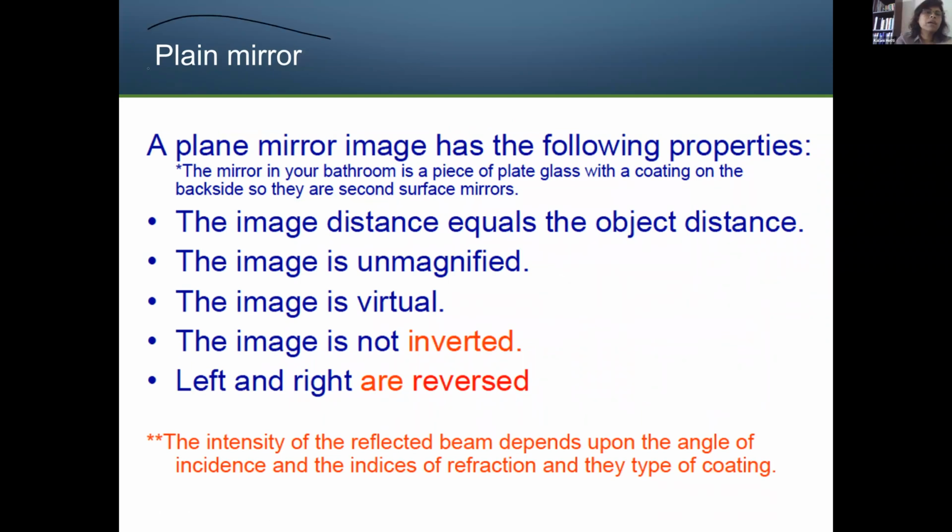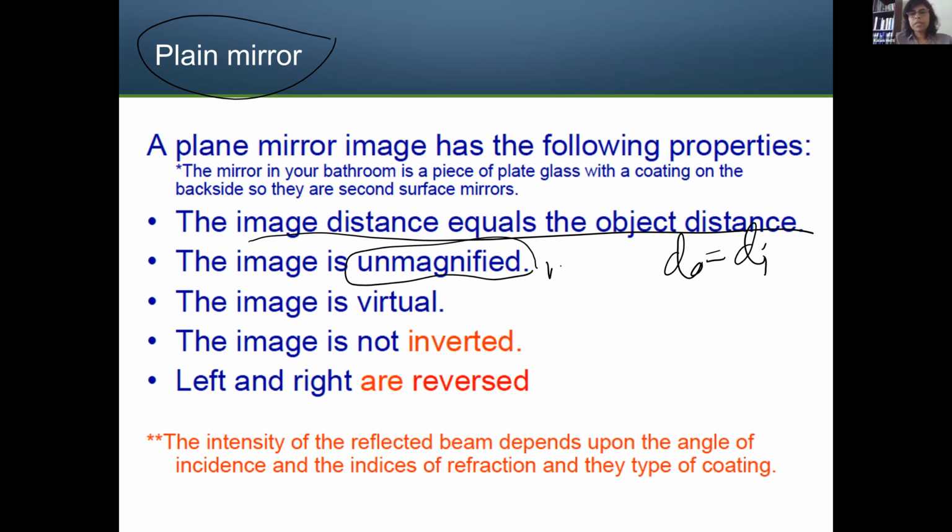Okay, now let's summarize the plane mirror. The plane mirror has some properties. Image distance is equal to the object distance, that means D naught equals DI. And the image is unmagnified. Unmagnified means if you calculate M, since DI and D naught are equal to each other, it will be minus 1. You remember that negative in front. This is plus 1, because your DI is negative, so you're going to get an upright image. And your image is virtual.